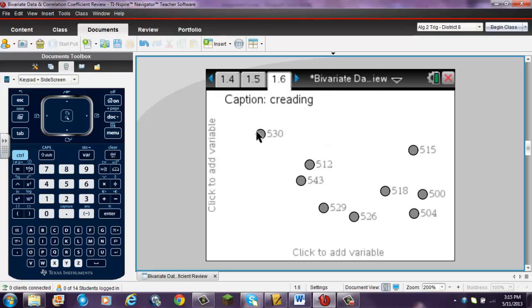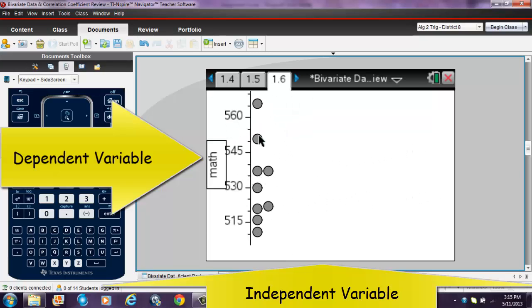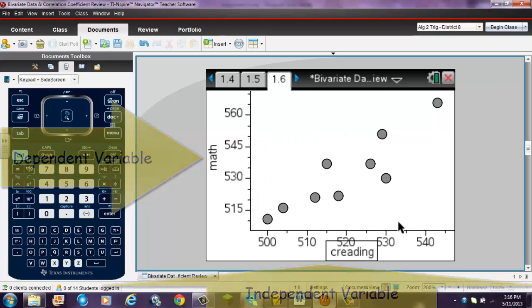And we don't know what depends on the other in this case. We don't know if reading scores depend on math or math scores depend on reading. I might lean toward math scores depending on reading because you have to be able to read first and do math later. So let's call math our dependent variable, put it on the y-axis, and critical reading on the x-axis, our independent variable. And there's our scatter plot.